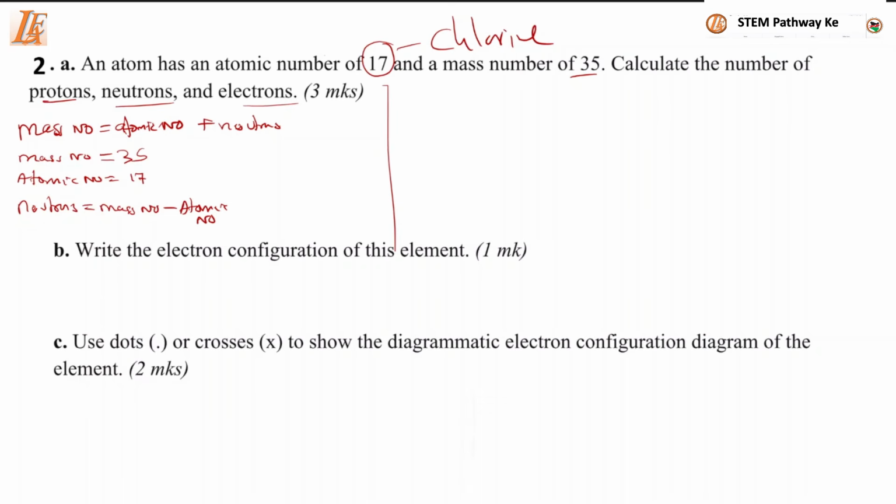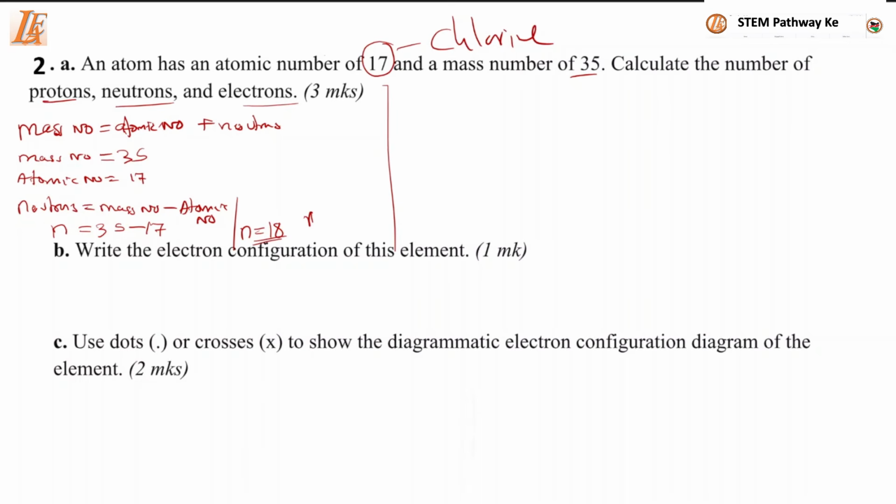Which in this case is our number of neutrons, let's call it n, is equal to mass number, which is 35, minus atomic number, which is 17. Therefore, our value of n is 35 minus 17, which is going to be 18.